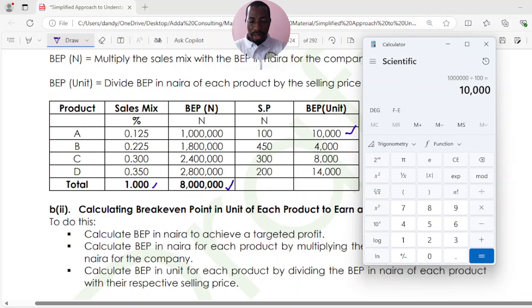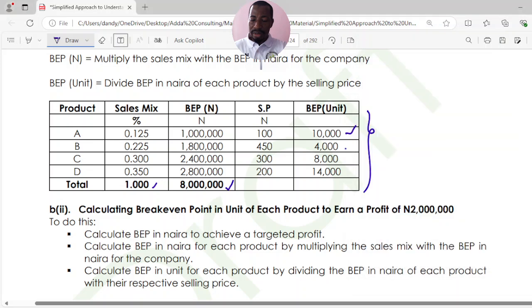I will say 0.225 multiplied by 8 million naira equals 1,800,000. You have to write everything out in full. Don't restrict your number. Don't round your number. Write it out in full so that you arrive at the right answer. Then divide by the selling price of 450. That is how we arrive at the 4,000 break-even point in units.